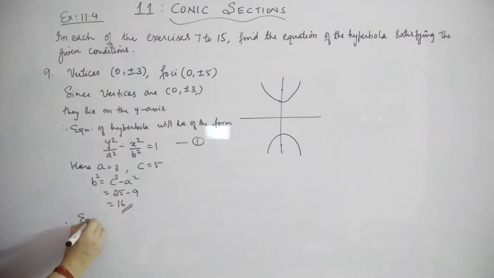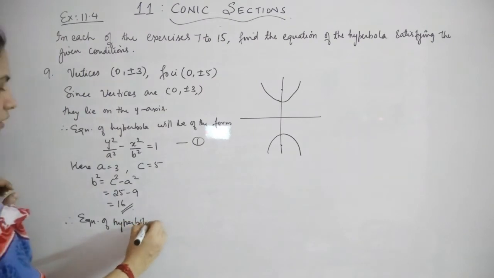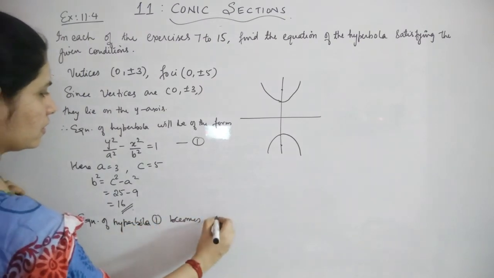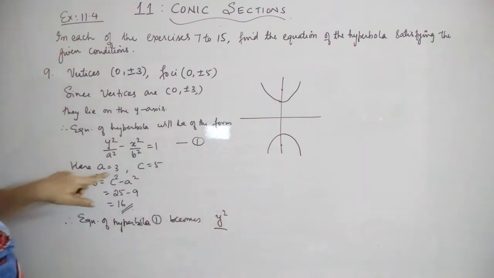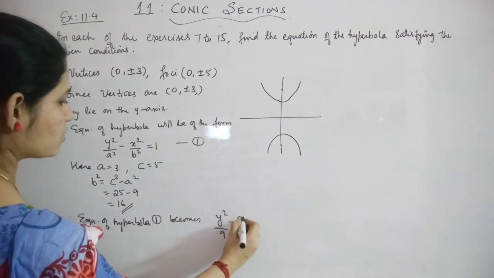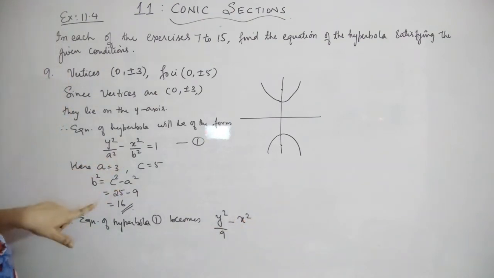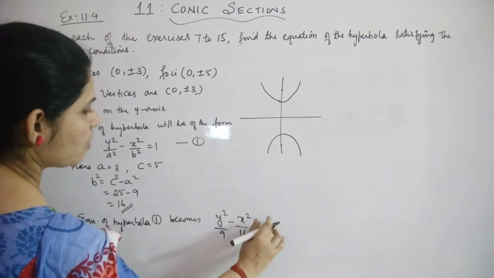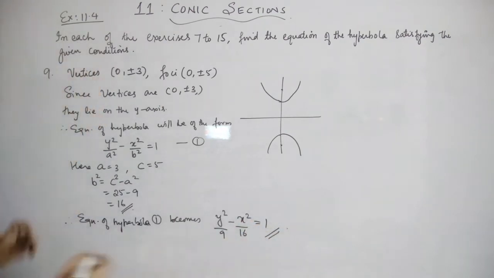Therefore, the equation of the hyperbola, equation number 1 becomes y square by a square. What is a? 3. So what is a square? 9, minus x square by b square, which is 16, equal to 1. So y square by 9 minus x square by 16 is equal to 1 is the equation of the hyperbola.